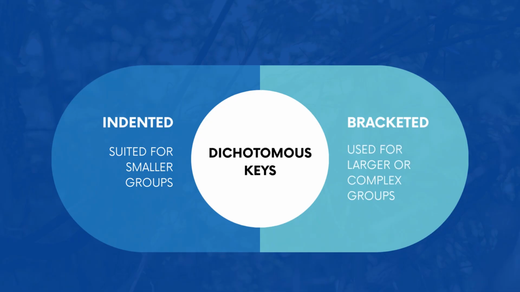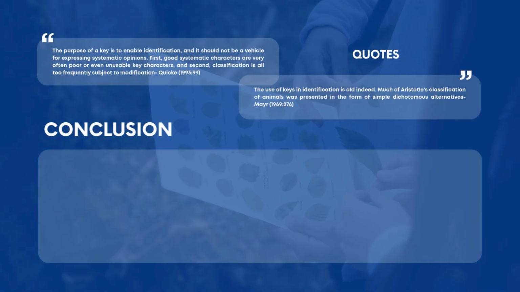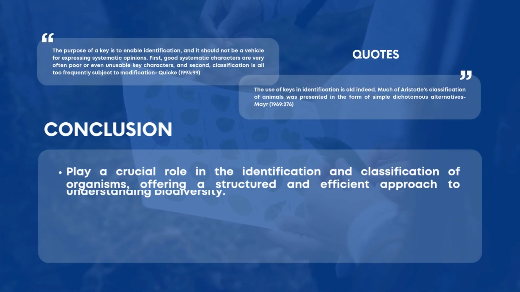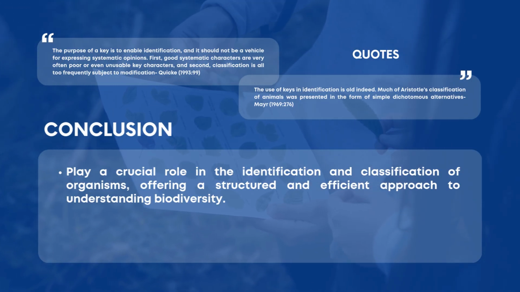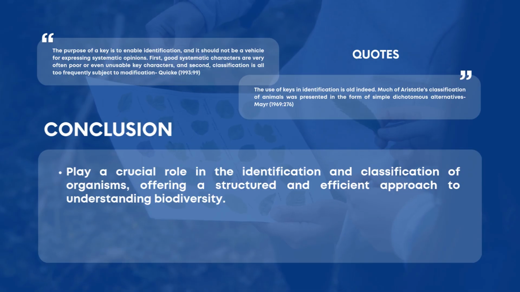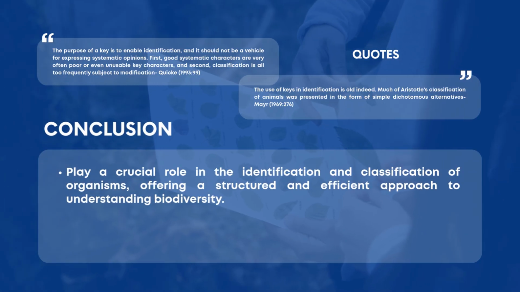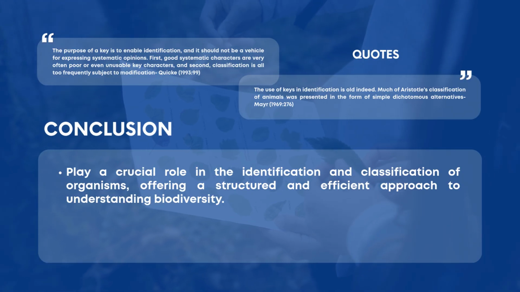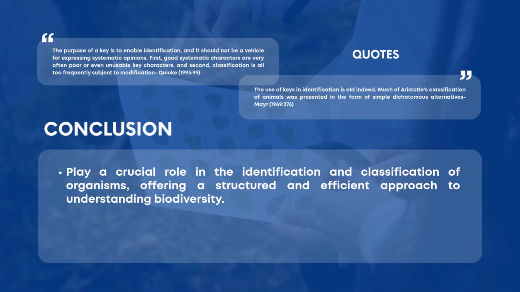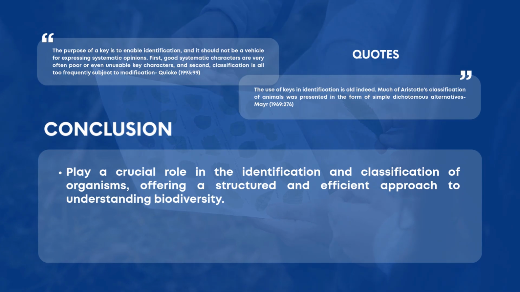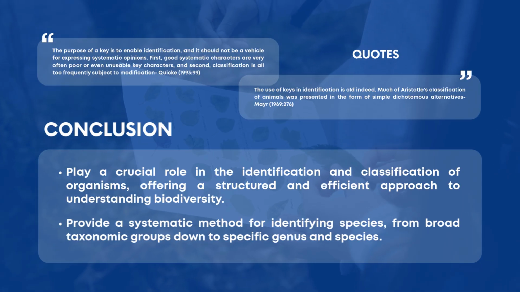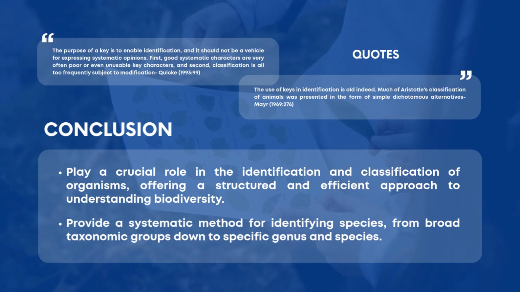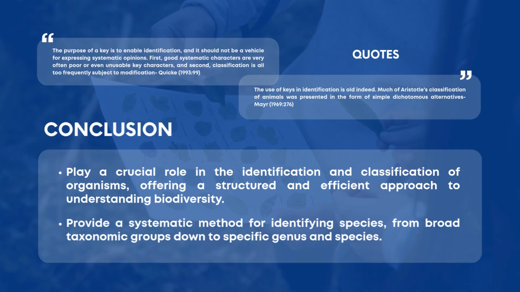complex classifications. In conclusion, taxonomic keys play a crucial role in the identification and classification of organisms, offering a structured and efficient approach to understanding biodiversity. By categorizing organisms based on observable characteristics, taxonomic keys provide a systematic method for identifying species, from broad taxonomic groups down to specific genus and species.